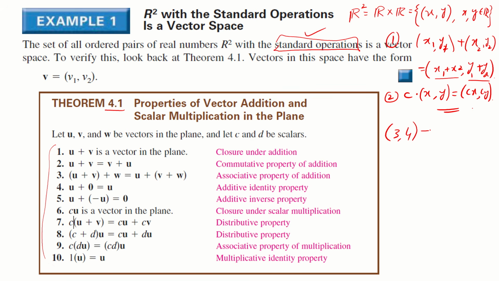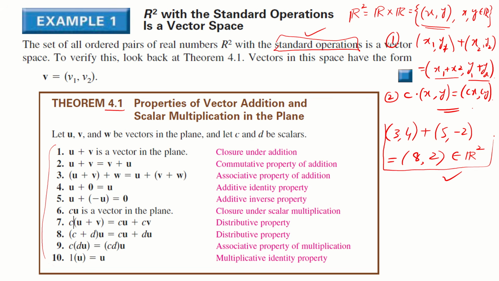I take (3, 4) plus (5, -2), whatever, it could be anything, and we apply addition on it. So 3 plus 5, that is 8, whereas 4 minus 2, that is 2. Is it again an element of R square or R2? The answer is yes, because we are having (8, 2), and R square is containing all ordered pairs for any real numbers x, y.